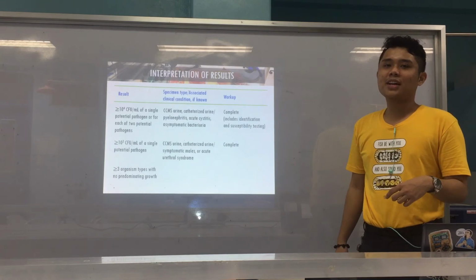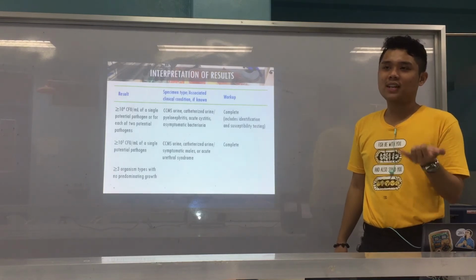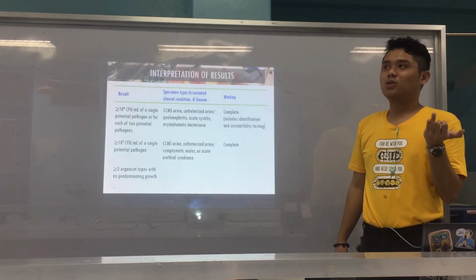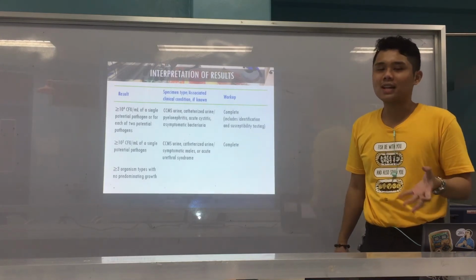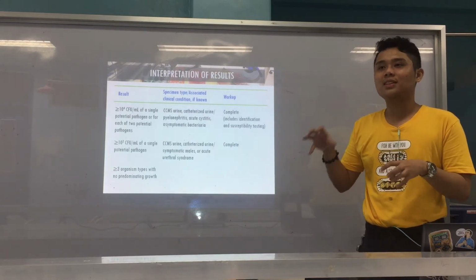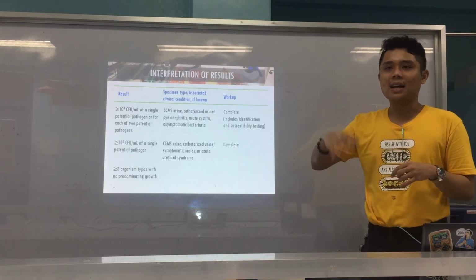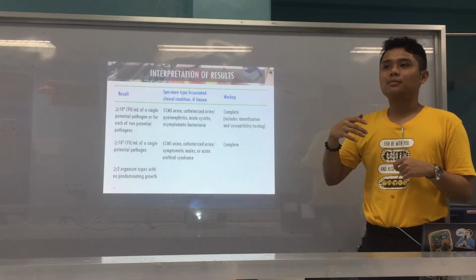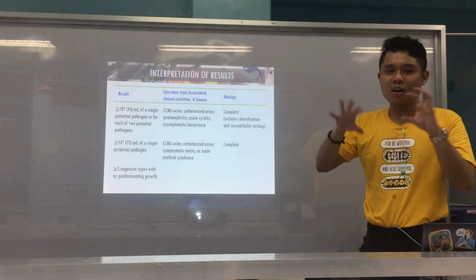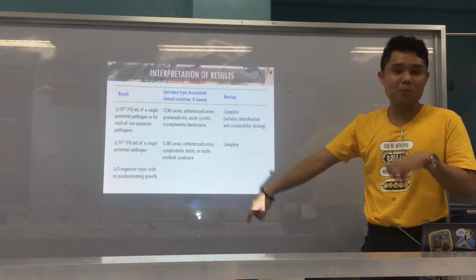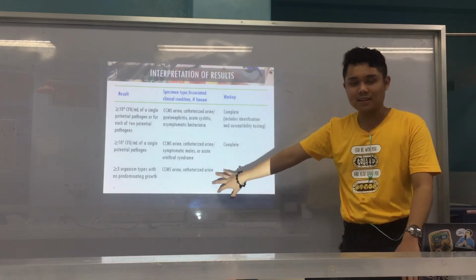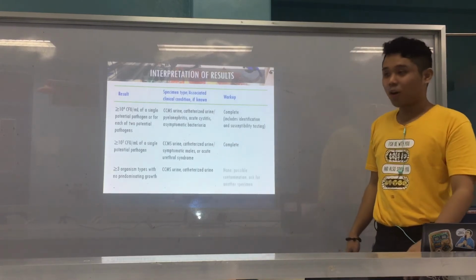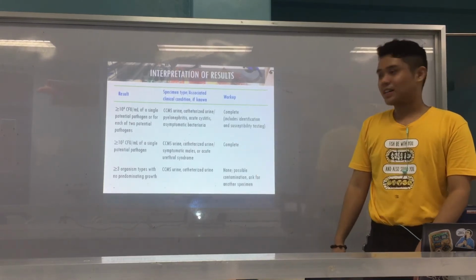Now next, greater than or equal to 3 organism types with no predominating growth. So for example, you isolated 3, like Neisseria something, staph that is coagulase negative, and you also have lactobacillus. And they all have the same growth, no one has more or less than the others. No predominating growth. So if it came from CCMS or catheterized urine, that only means it's a possible contamination.